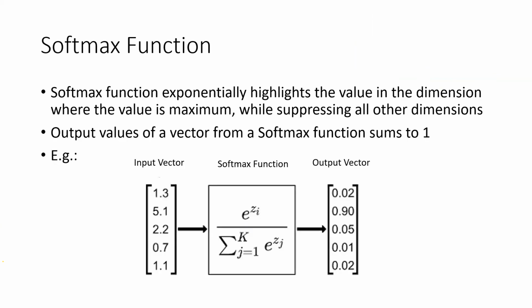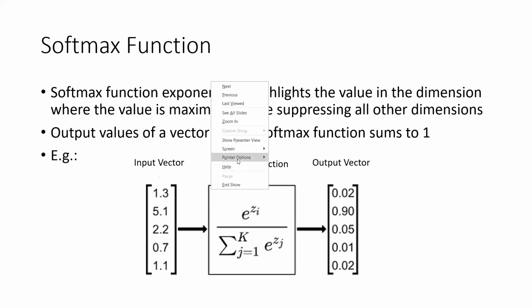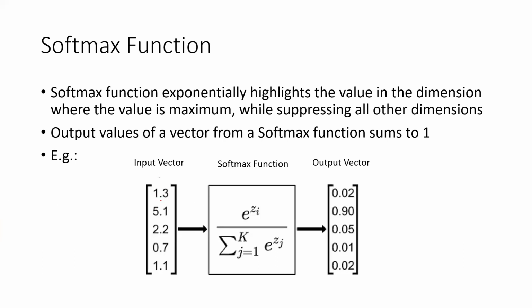Right? So this is an example. Suppose now you have this input vector. I think you can see it, right? So let me take another color. Right. So this is the input vector. These are the dimensions, right? This has five dimensions. So 1.3, 5.2, 2.2, 0.7, 1.5. Generally these values are not that varied, right? The largest value is 5.1, the smallest value is 0.7, right? They don't have that much difference. They are different, but not that different.